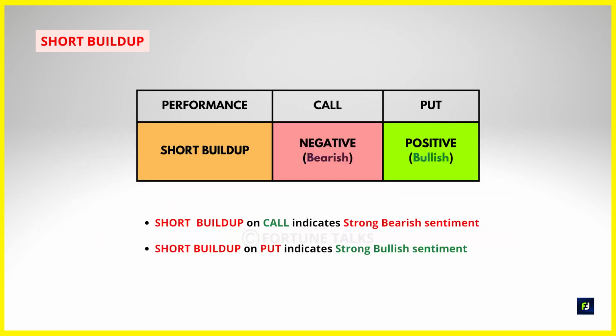So a short buildup on the call side depicts that the market participants are writing the calls on a particular strike price, which would act as an immediate resistance when moving ahead. Whereas a short buildup on the put side depicts that the market participants are writing puts on a particular strike price, which would act as an immediate support level for the current scenario. So for the call side, the short buildup is viewed as a negative event, while for the put side, it is viewed as a positive event.